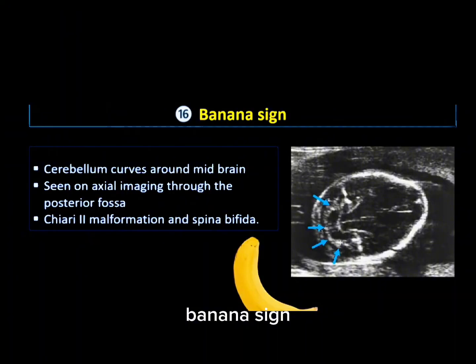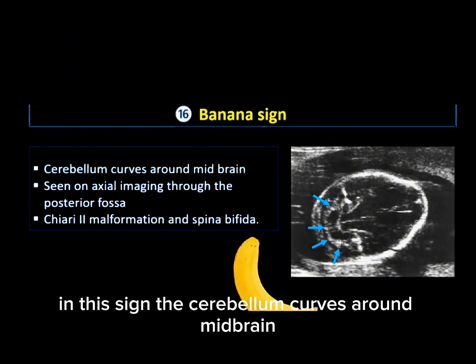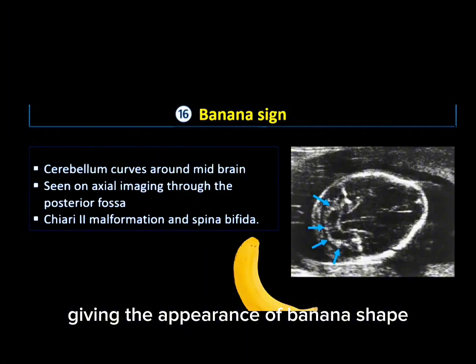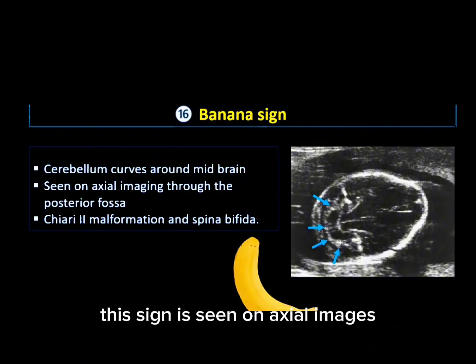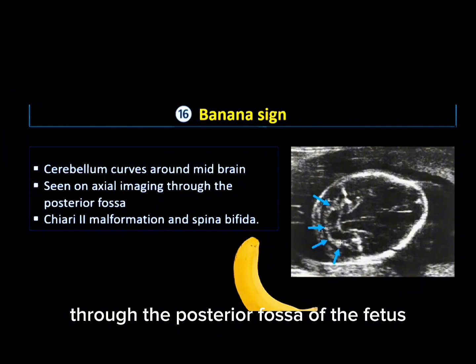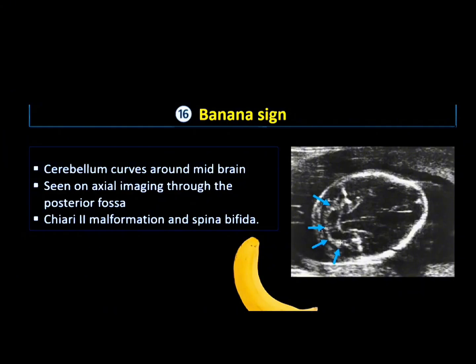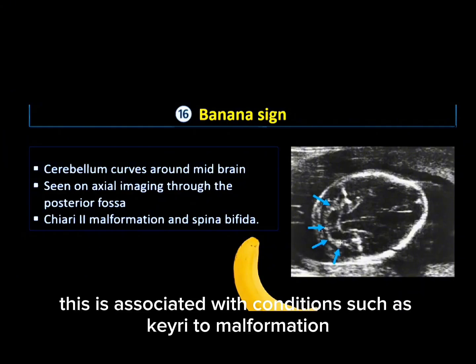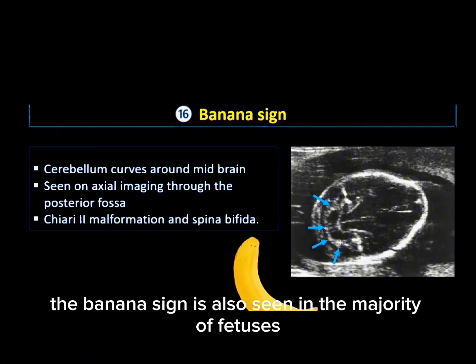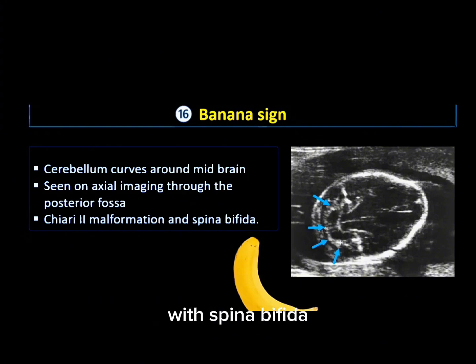Banana sign. In this sign, the cerebellum curves around the midbrain, giving the appearance of a banana shape. This sign is seen on axial images through the posterior fossa of the fetus. This is associated with conditions such as Chiari-2 malformation. The banana sign is also seen in the majority of fetuses with spina bifida.